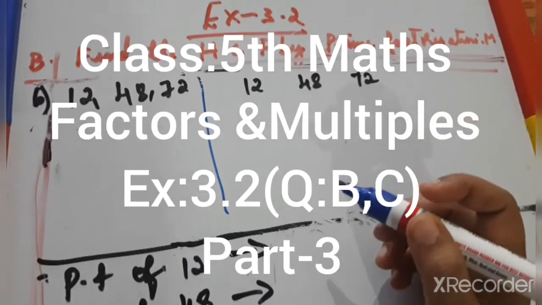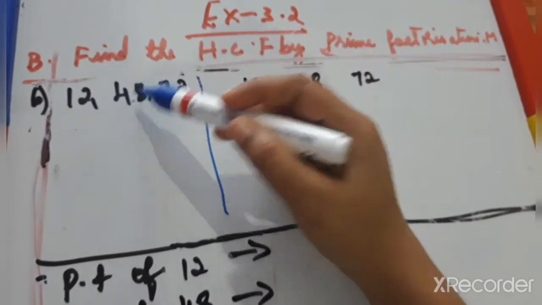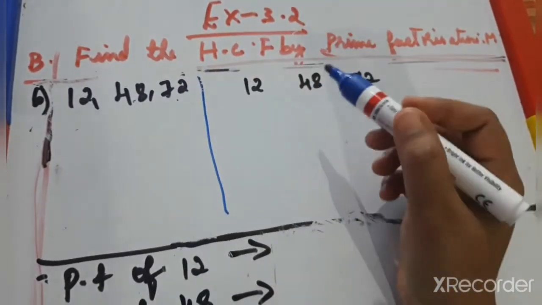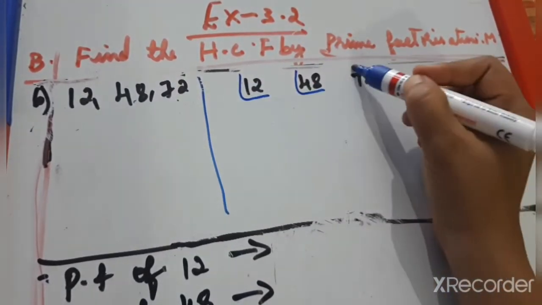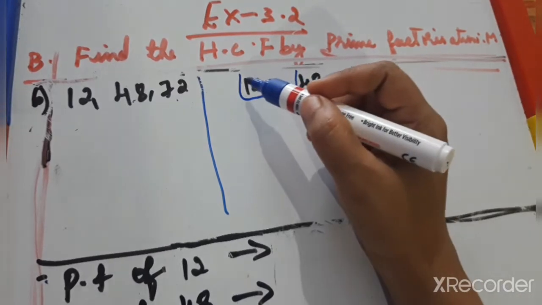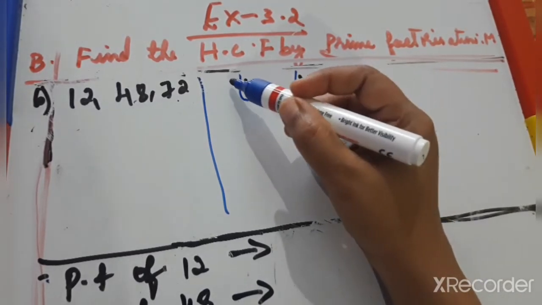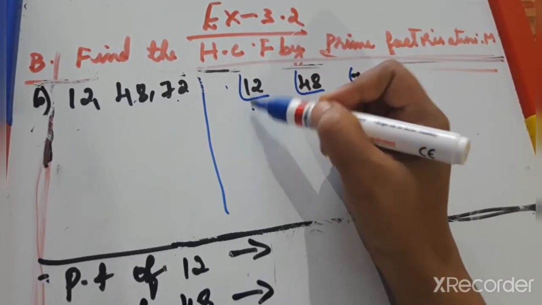Now, sixth question. The question is 12, 48, 72. We have to find the HCF with the help of the prime factorization method. Write 12 separately, 48 separately, 72 separately and divide with the prime numbers. 12 ones are 12, we can divide, but 12 is not a prime number.